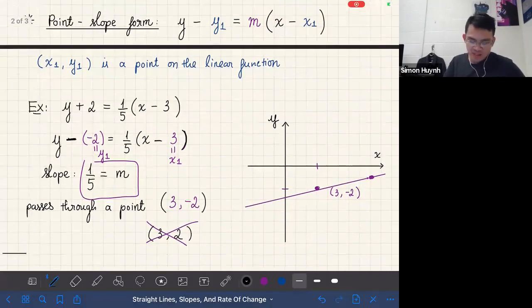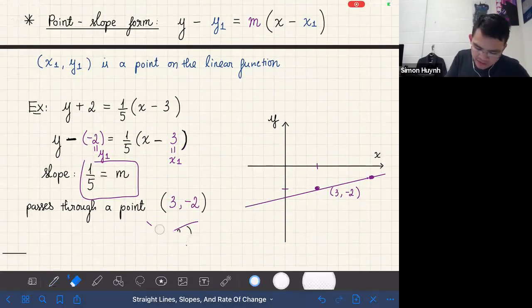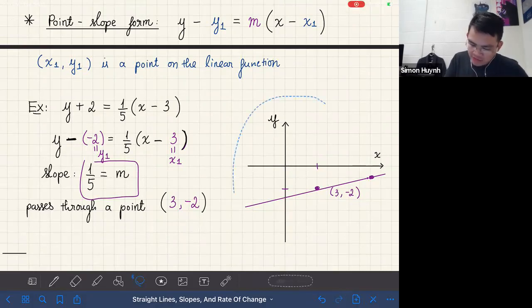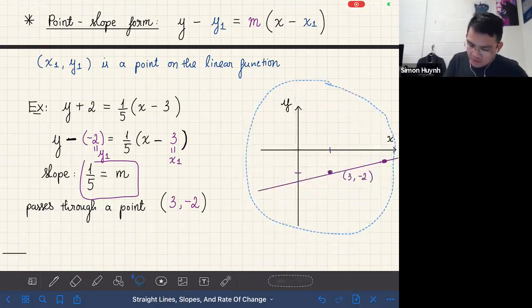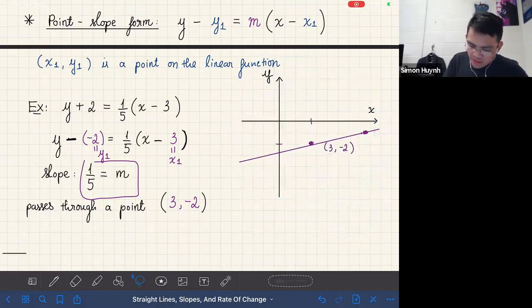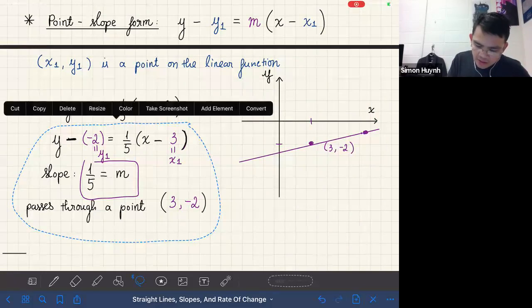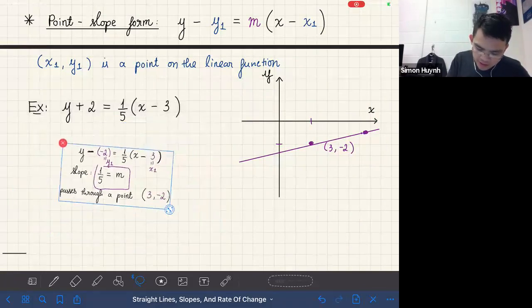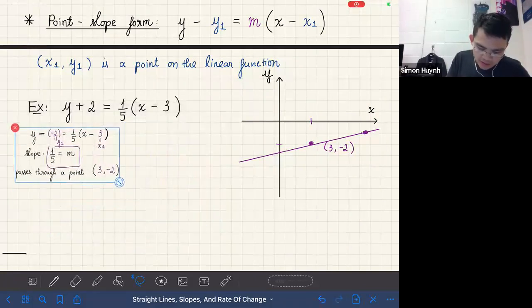Another thing we can do with this equation is that we can rewrite this equation using the slope intercept form. So yeah, I'm running out of space here. So let me move this up a little bit, and then maybe minimize this. Resize. There we go. Give myself a little more space.